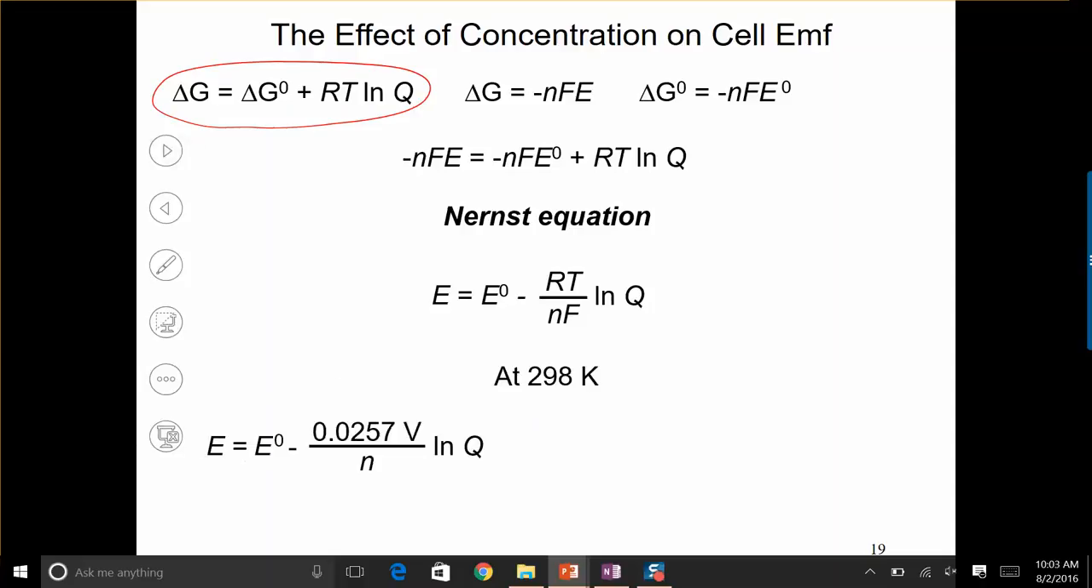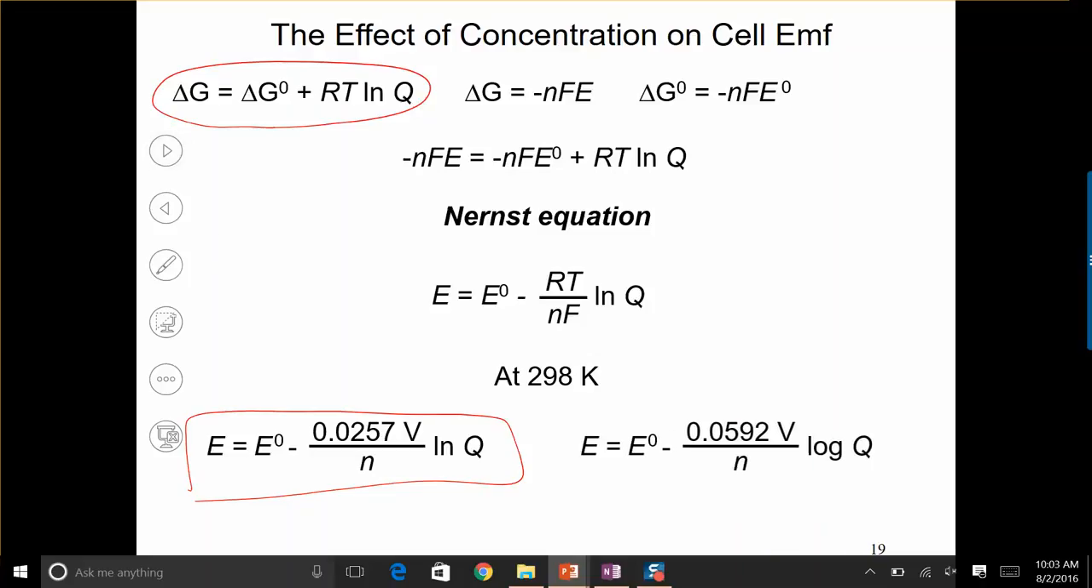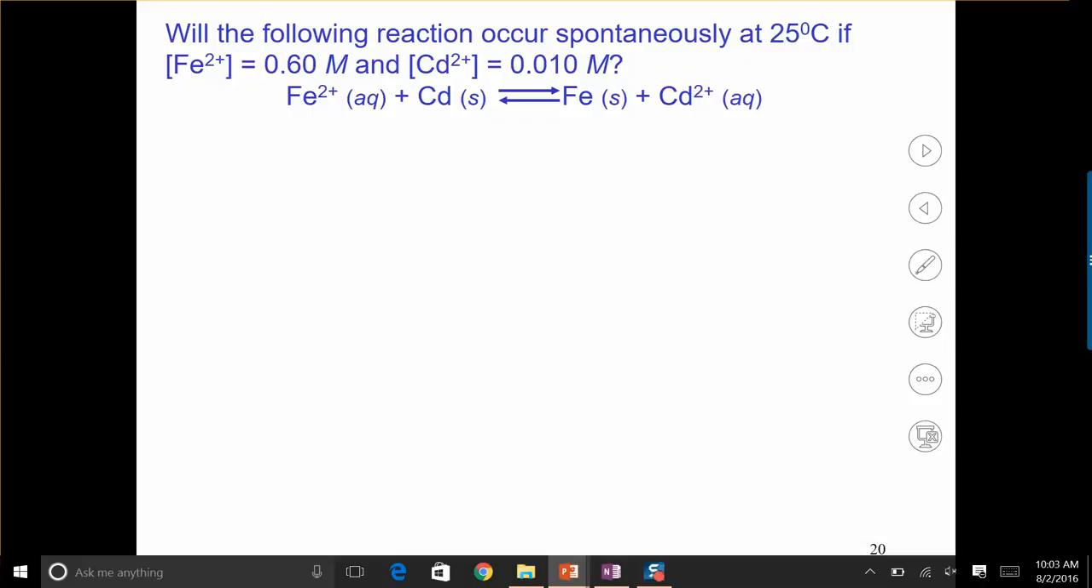At 298 Kelvin, E is equal to E naught minus 0.257 volts over n, natural log of Q. As long as you know the concentrations of those two things, this is a ratio of the thing that's being oxidized and the thing that's being reduced. That's what Q is, that ratio. You take the natural log of those at their concentrations, and then you'll be able to identify that.